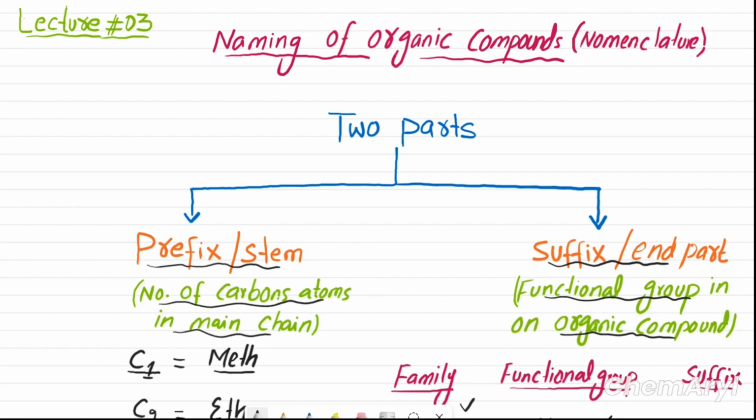First of all, I am going to explain the prefix. If an organic compound contains only one carbon atom, then we use the prefix meth. If it contains two carbon atoms, the prefix is eth. If it contains three carbon atoms, we use prop. If it contains four carbon atoms, we use but. If a compound contains 5 carbons, we use the prefix pent. If it contains 6 carbons, we use hex. By the same pattern, if it contains 7 carbons, we use hept.